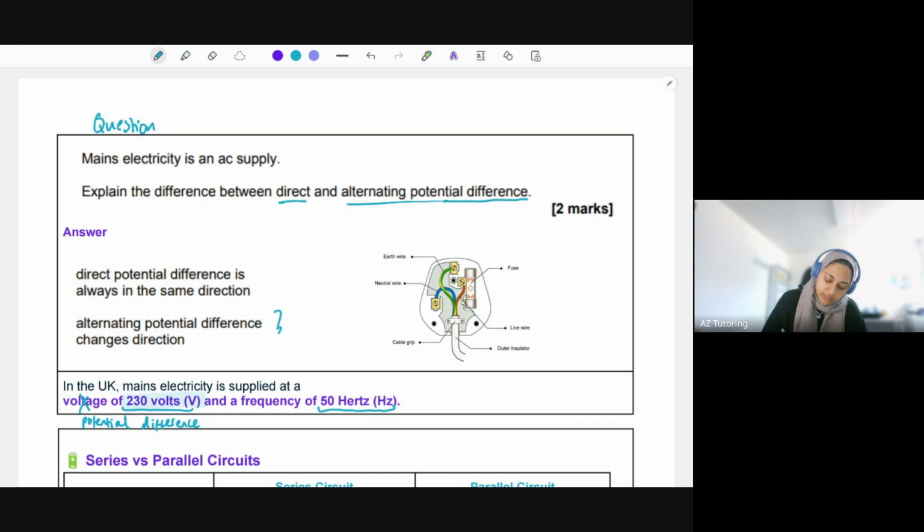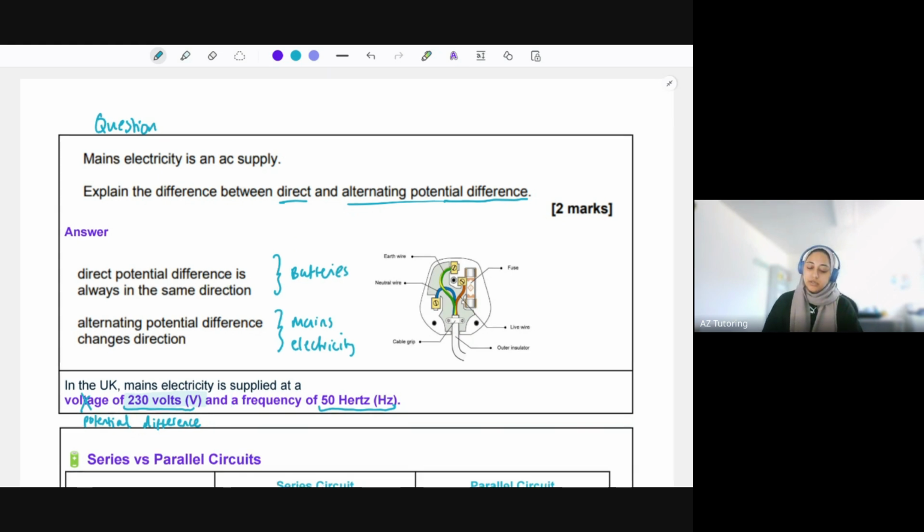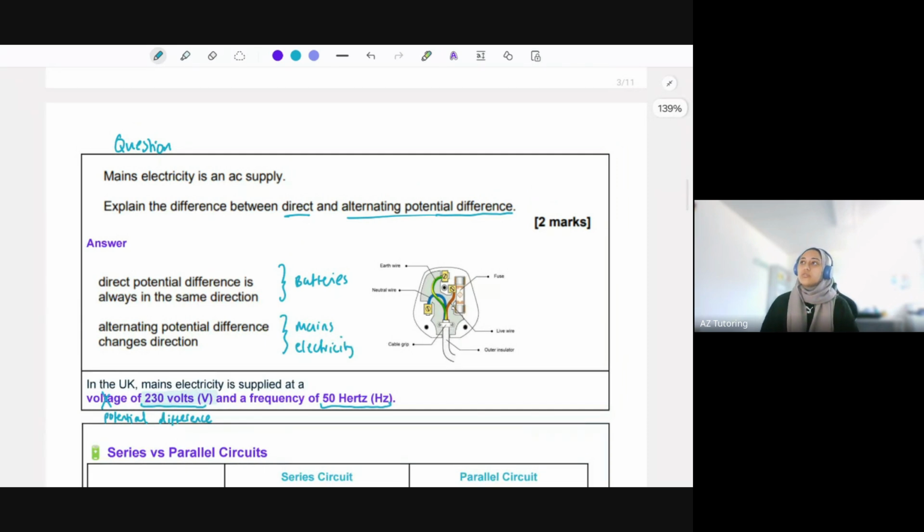So just remember, this is for the mains electricity, so the plugs and so on. And then this one is for batteries. If they ask for an example, they might ask you what the network of cables and transformers and so on is all called. Make sure you remember it's called the national grid. Keep that in mind as well.